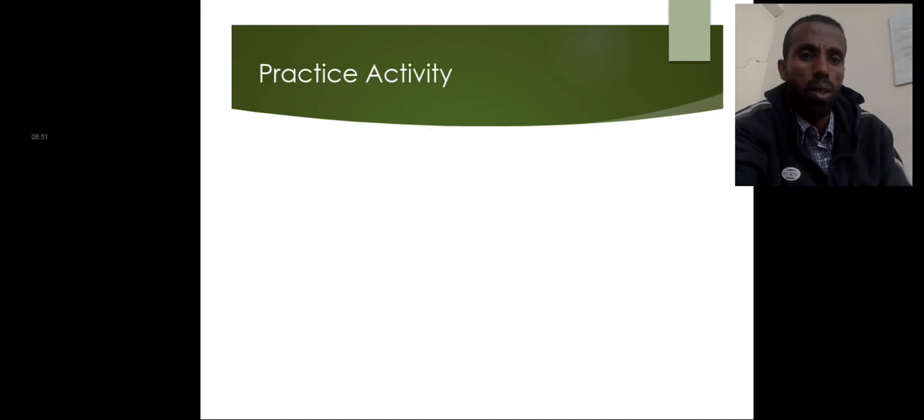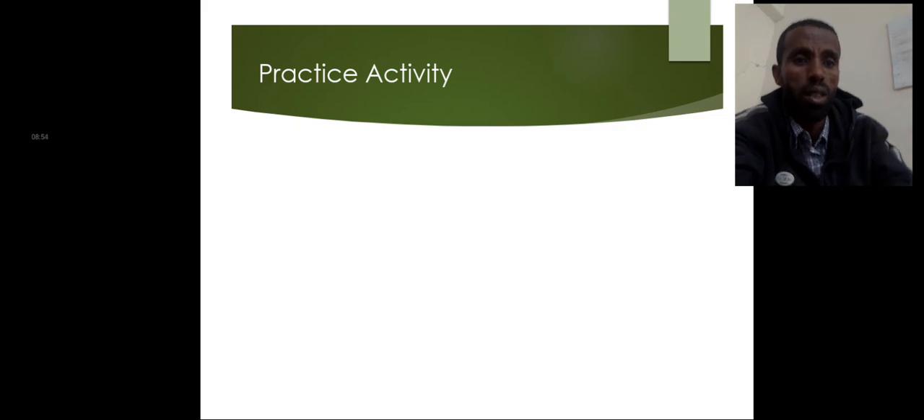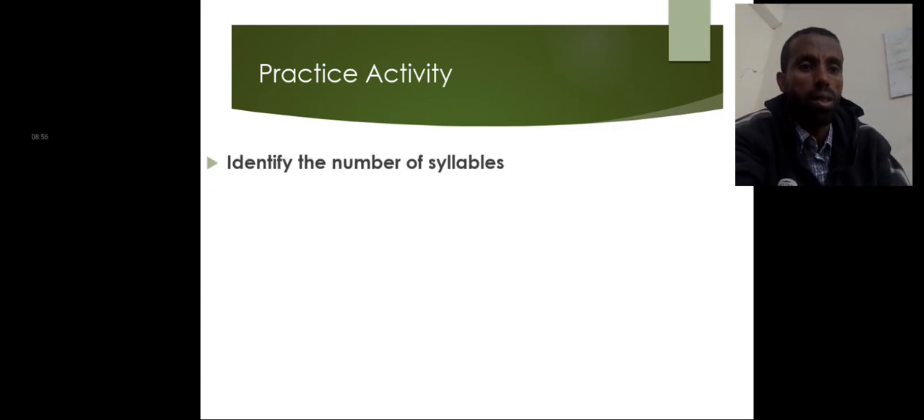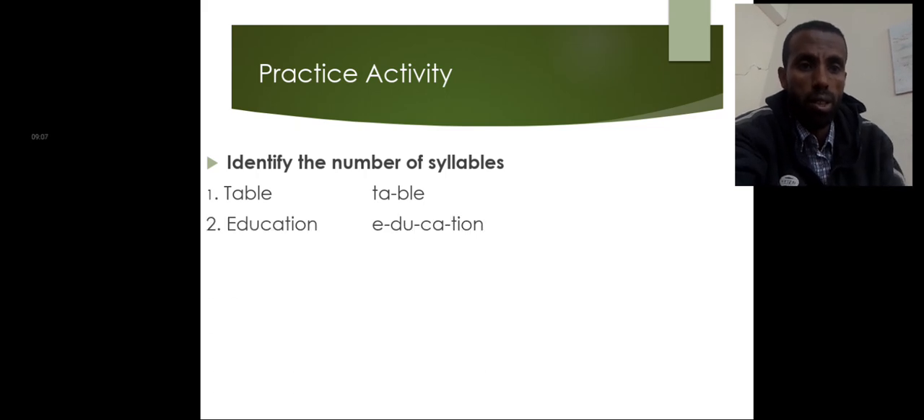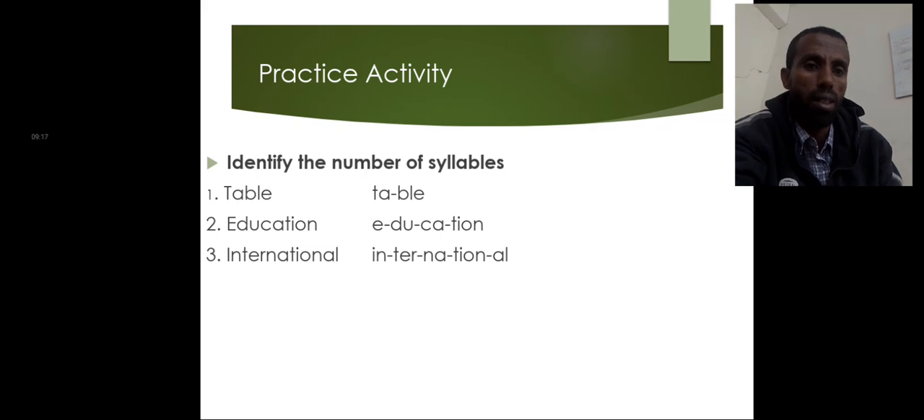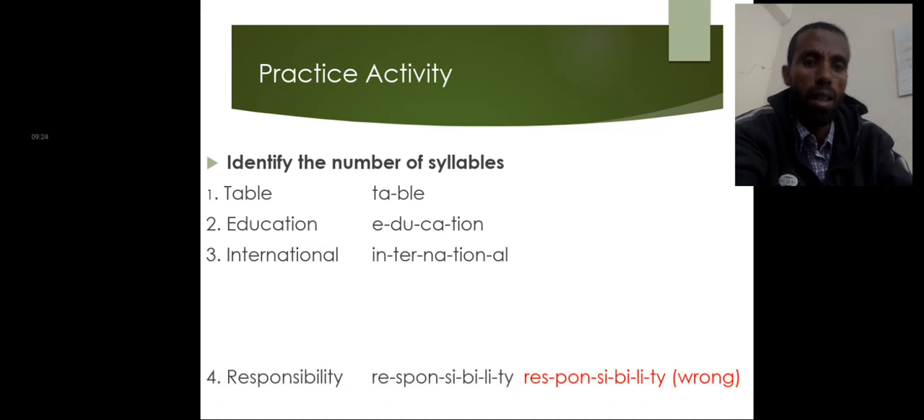So we have a practice activity. So let's practice. The instruction says identify the number of syllables. So number 1 is table. So table, 2 syllables. Education, 4 syllables. Number 3, international, again, international. 1, 2, 3, 4, 5 syllables.